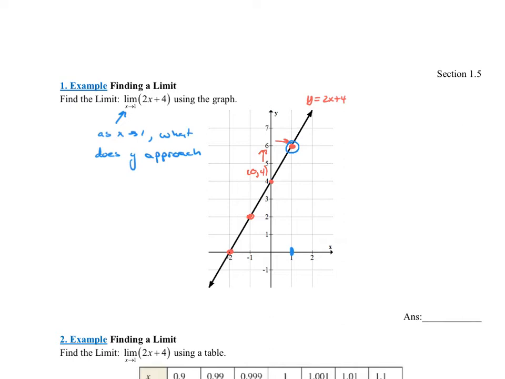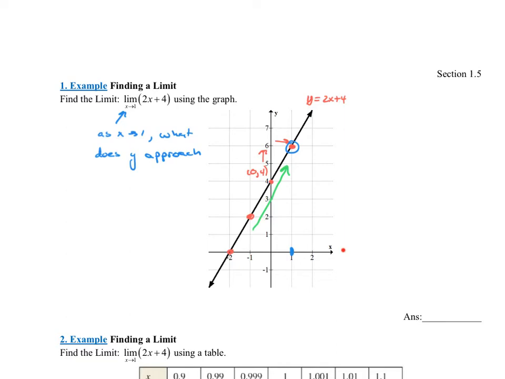So let's look at it from the left. As I approach it from the left, this is what it would look like. I'm going to put my laser pointer on there and I'm going to approach it. Notice what's my y value approaching. What's the y value approaching? So my x value is approaching 1. My y value is approaching, well, it looks like the y value is approaching 6.